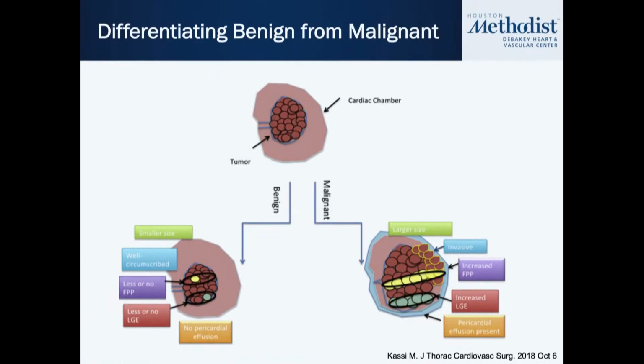Benign tumors are usually smaller and well circumscribed. We have less or no first pass perfusion, and the same for LGE, and there's usually no pericardial effusion. On the flip side, malignant tumors are usually larger, they are invasive, they have increased first pass perfusion, meaning increased vascularity, they have increased LGE for the same reason, and there are usually pericardial effusions associated with them.